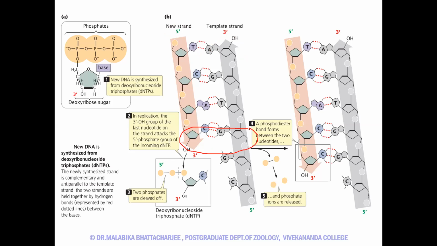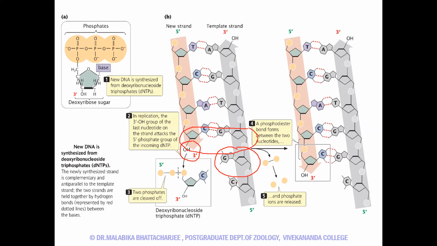What is the function of this primer template junction? As I said, the primer provides the 3' OH, which is required to break the bond between the alpha and the beta phosphate. And what is the function of the template? The template guides what base is next going to come. If the mother has a G, then automatically the next base which is going to be attached is C. If the mother has a C, then the next base which has got to be attached is a G.